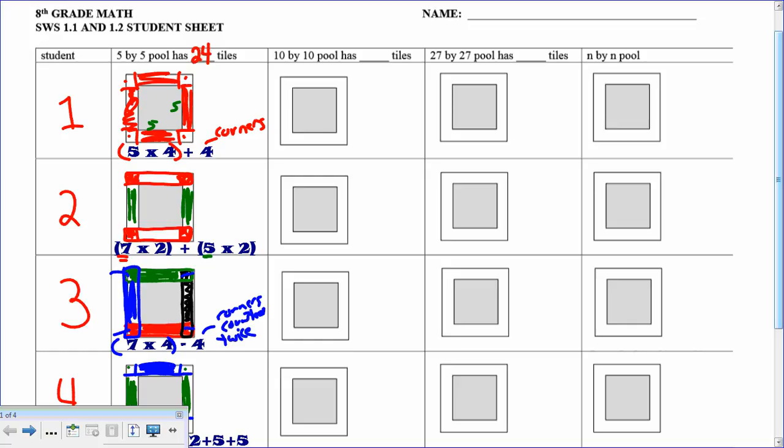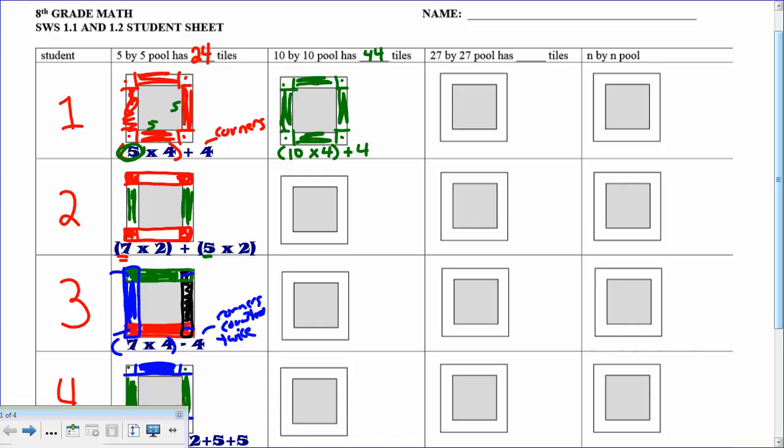So if we go to a 10 by 10 pool, notice these sides were right here. We can replace that 5 and rewrite the equation with the 10, because this side and this side is 10, this side and this side is 10, this side and this side is 10, and this side and this side is 10. So that's 40, and then 41, 42, 43, 44. So a 10 by 10 pool would have 44 tiles.